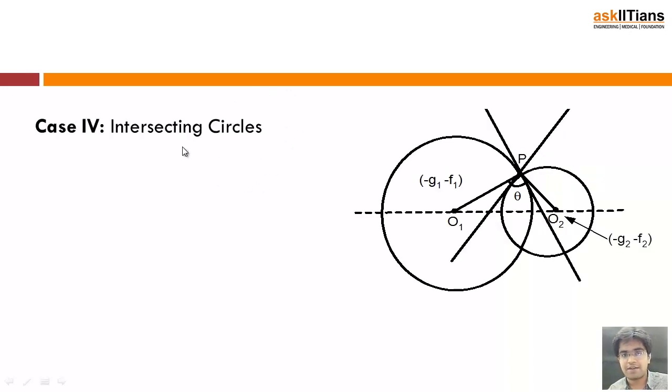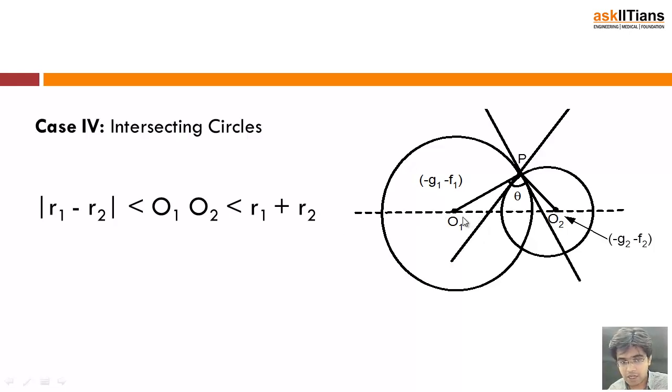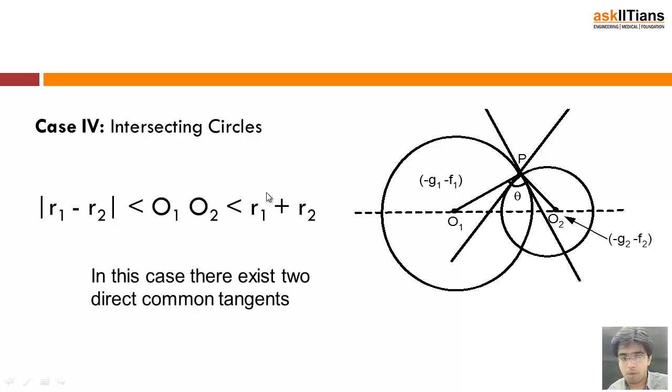Now case 4 is when the circles intersect. When the circles intersect, we have a straightaway condition that the distance between these centers is less than r1 plus r2, but it is greater than mod of r1 minus r2, so that the circles do not lie inside completely. Here, there exist two common tangents only. What are those two common tangents? They are like this. One is this, one is this. Again, to find these two direct common tangents, we have the case that we know: find this point Q by external division, and then the rest of the method is the same.